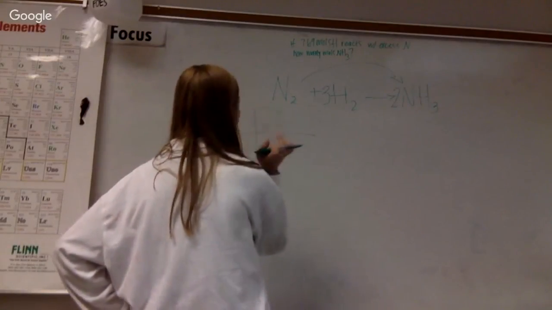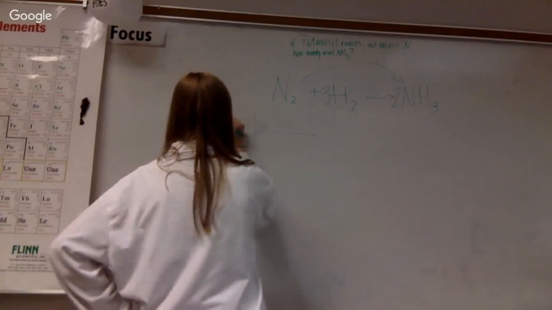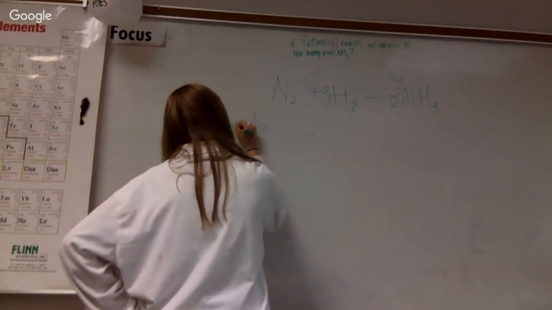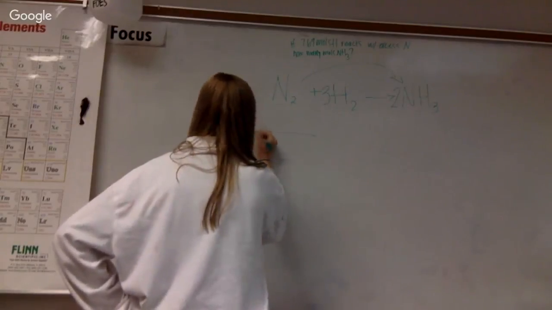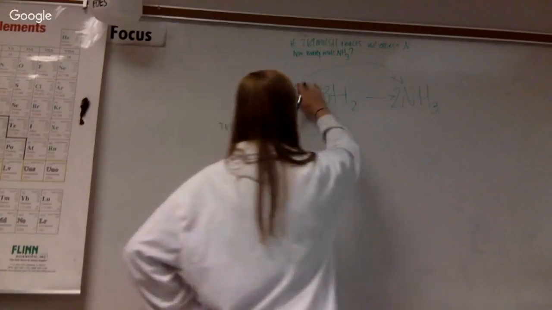I'm sorry, I couldn't really see what you wrote there. Did you write 7.69? Yeah, sorry, I wrote the wrong thing. So 7.69 moles of H2 is what they give us, right? So help me out here. What's the ratio? Let me backtrack.